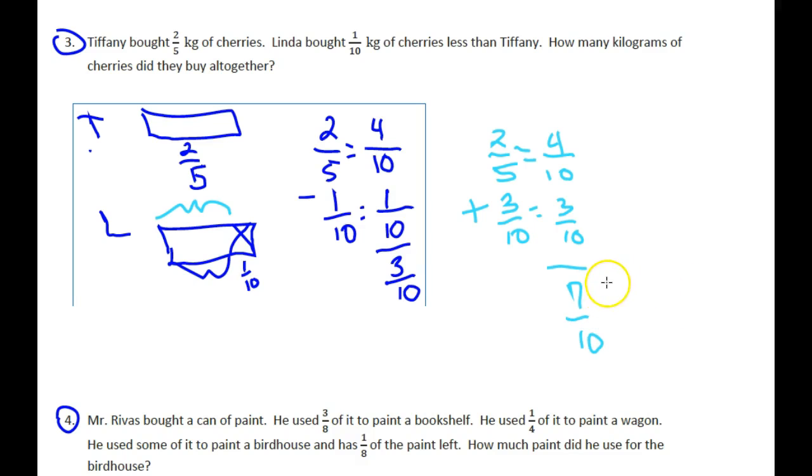So they bought 7 tenths kilograms of cherries. Cherries, I-E-S, was purchased. There we go.